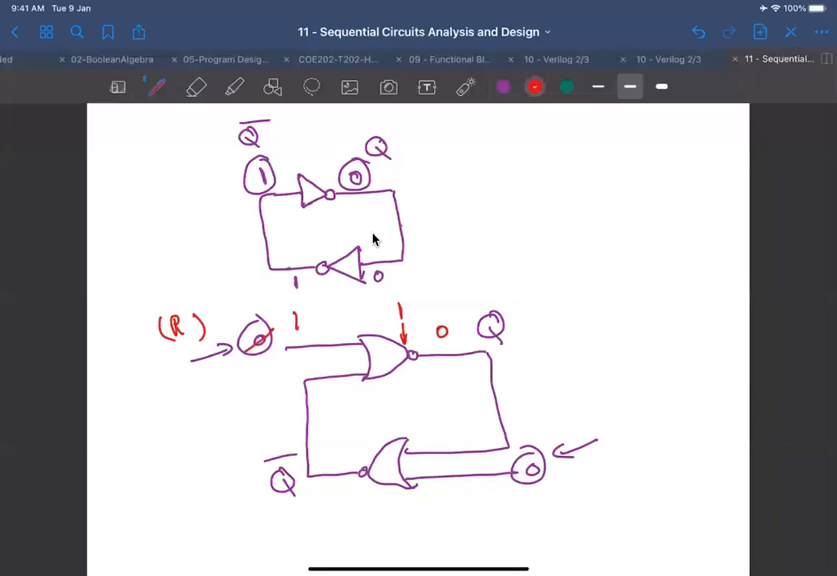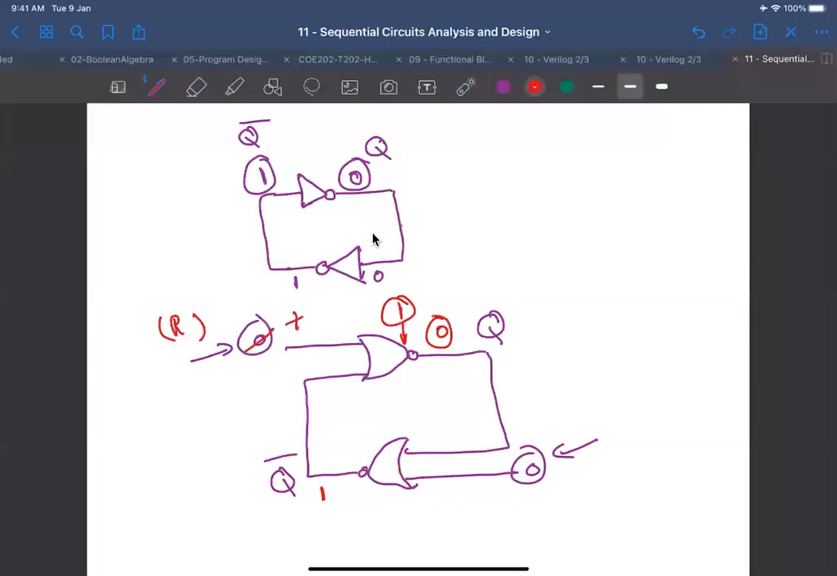Now this 0 comes here. And I have a 0 here. So 0 ORed with 0 is 0. And then inverted, it becomes a 1. Right? So 1 ORed with 1 is also 1. But inverted, it is 0. So this is the stable value of the Q and Q complement. It is 0 and 1. Okay. So we managed to reset the Q to 0.